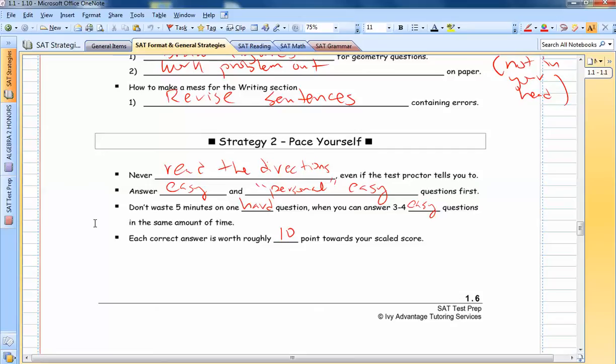Another thing to keep in mind is answering easy and personal easy questions first. Remember, the questions do go in order of difficulty. So don't try doing the ones at the end first. Always go in order for the math and grammar sections, as the questions are presented to you. So start with number 1 and go through that. But of course, there are some sections, as you'll see when you cover the format of the test, where easier questions follow after the hard questions. So keep that in mind as well. So definitely you want to make sure you're doing any easy questions first.